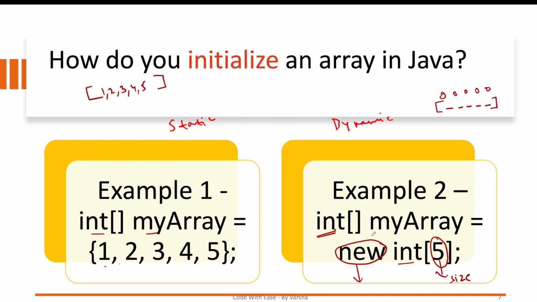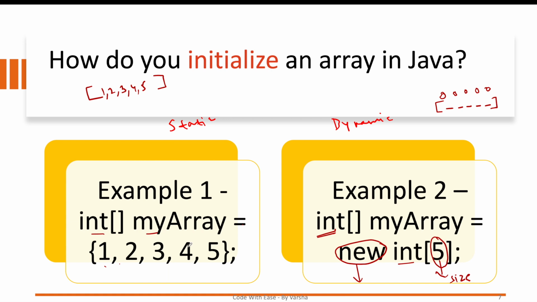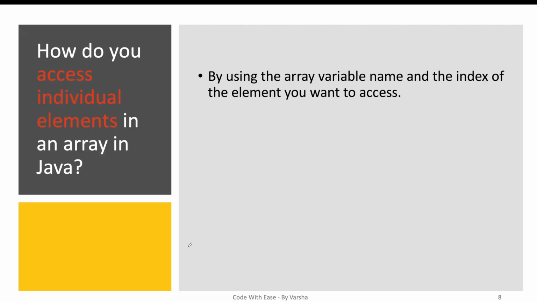Okay, moving on. How do you access individual elements? Now that we have stored all the elements, let's say I want to access a particular number that I've stored. To access the individual elements, again we are going to see that in a while in the code demo. What we are doing is using the index of the element and the array variable name.